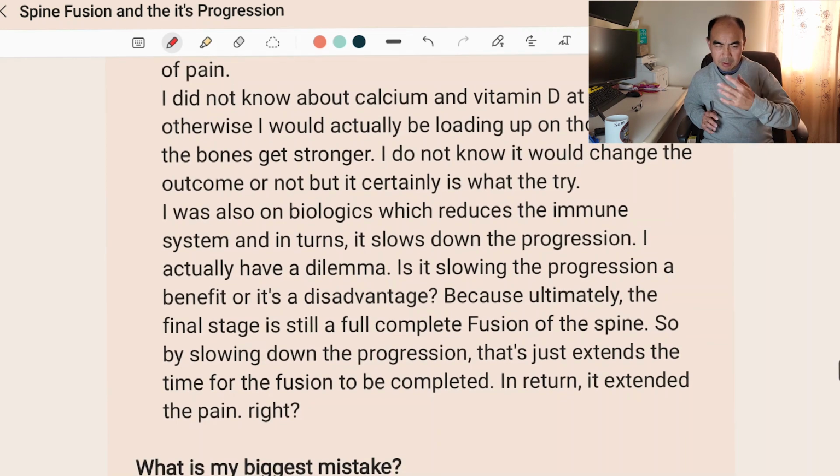Another thing I didn't know about in those days was calcium and vitamin D, which are good for the bones, and I really haven't been taking any of that. None of the doctors suggested these back then, but there is a lot more research nowadays showing calcium and vitamin D in particular would help the bones stay strong. I wish I knew; I would have been loading up on those.